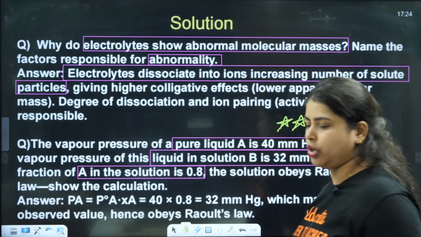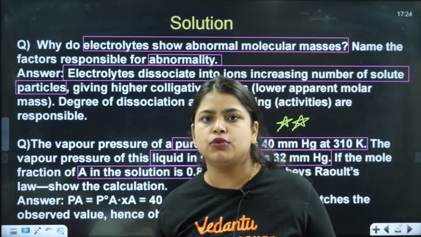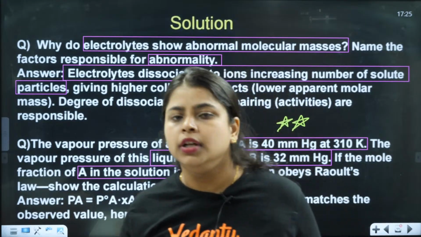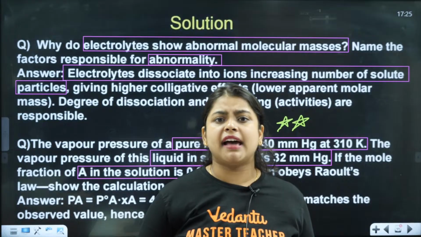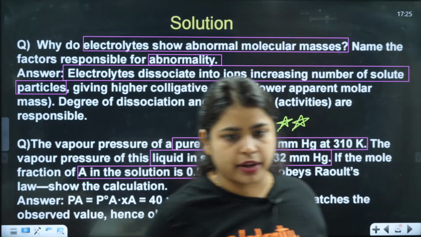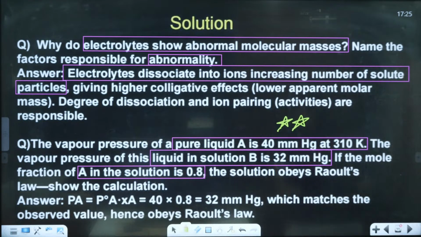Calculations are very important. Most probably numerical problems are asked for 5 marks; asking them for 3 marks is very rare. A direct question may be asked for 3 marks.